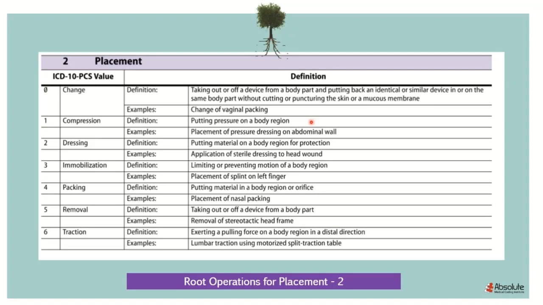All right, I digress, but I'm going back. So we left off at compression, that's putting pressure on a body region, and dressing. Dressing is putting material on a body region for protection. Immobilization, limiting or preventing motion of a body region. Packing, putting material in a body region or orifice. Removal, taking out or off a device from a body part. Traction, exerting a pulling force on a body region in a distal direction. Okay, coders, these are all your root operations for placement. Do you remember what placement is? Sometimes I forget too. Placements include only those procedures that are performed without making an incision or puncture. All right? So now that you know the root operations, let's go ahead and do our exercise.